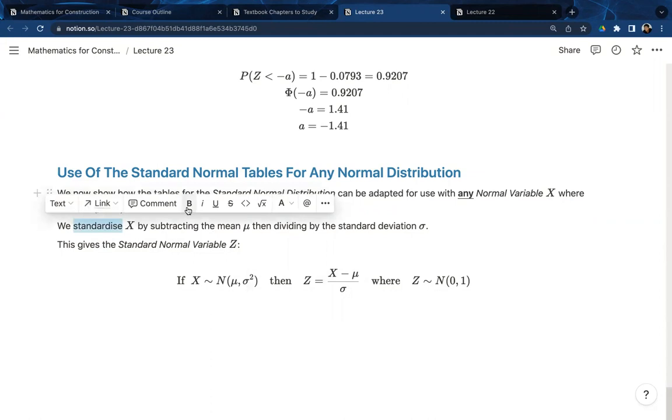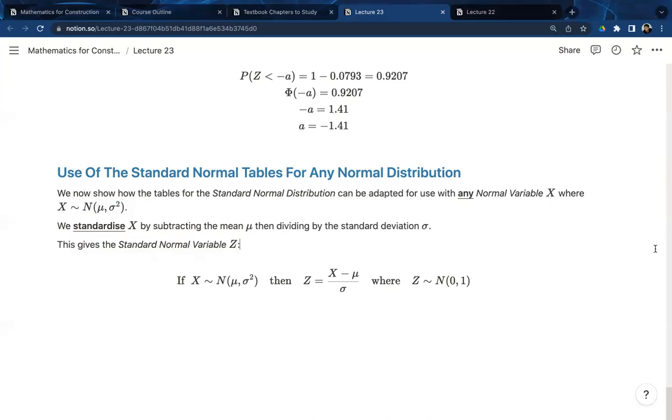We standardize X, meaning you convert X to the standard normal variable by first subtracting the mean and dividing by the standard deviation. So we have this very important result here. If X follows a normal distribution with mean mu and variance sigma squared, then we can standardize it to a Z distribution where the value is X minus mu over sigma. I'll do some examples to show you what we're talking about. So let me get an example here.